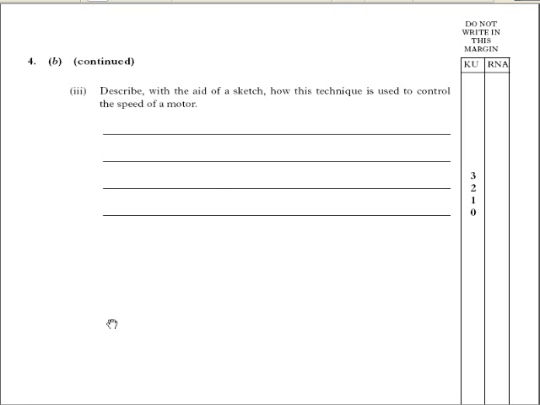speed of a motor. So the sketch, the pulse width modulation depends on switching on and off the motor. The on time is called the mark and the off time is called the space. So if the ratio of the mark to space is big, the motor will be going faster, and if it's on for a short time and off for a longer time, then the motor will be going slower.